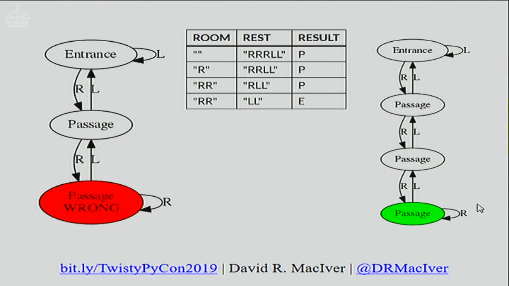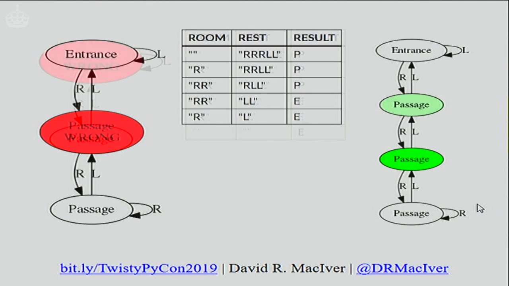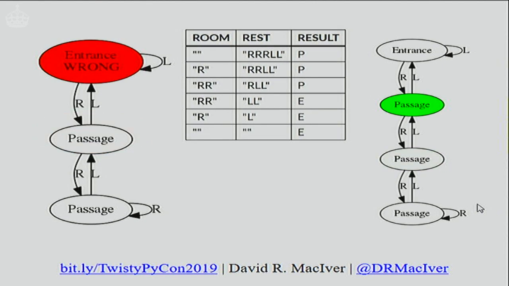And here is where the error happens and the result changes. Because going from 2R and then doing RLL takes you to a passage. Going from 2R and going LL takes you to the entrance. So that change point is what we're interested in, because that's where the misstep happens. And it stays as E afterwards, though it could change back.